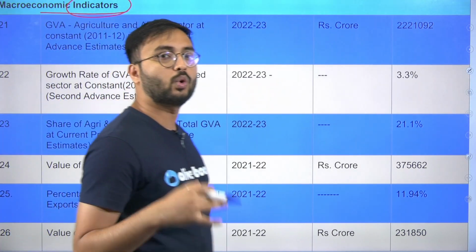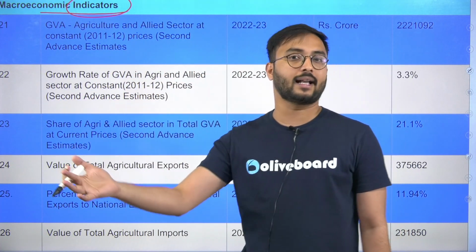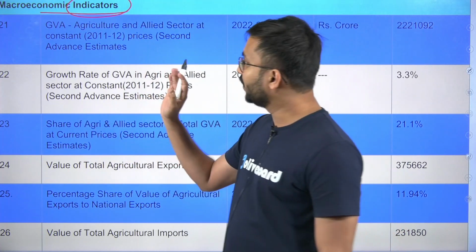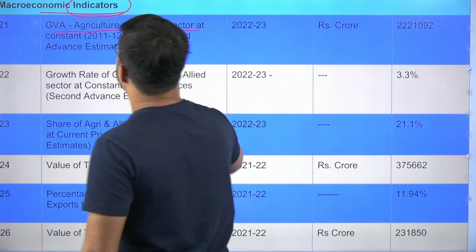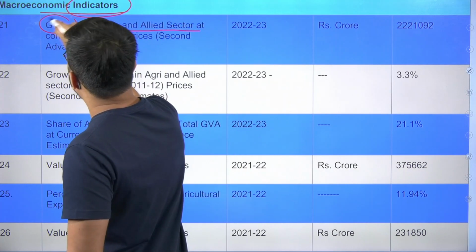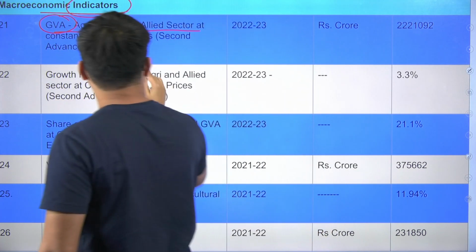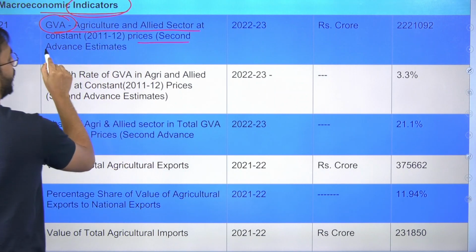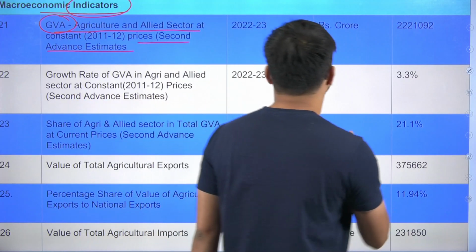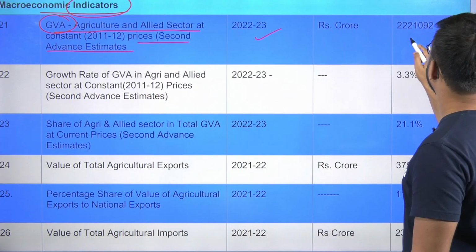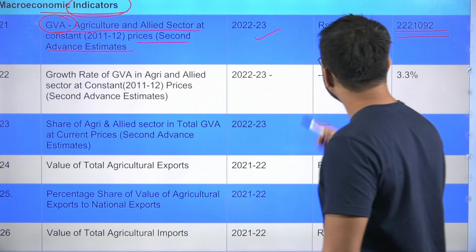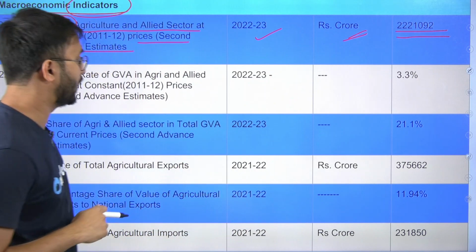It is very essential to understand the status of agriculture and allied activities in terms of their contribution to the economy. The first thing which we are going to understand is GVA, that is, of the agriculture and allied sector, and how much is their gross value addition. The year here we are looking at is 2011-12 according to the second advance estimate, which is giving the latest value. Here you could see how much it is: 22,21,092 crore. This is your gross value added.